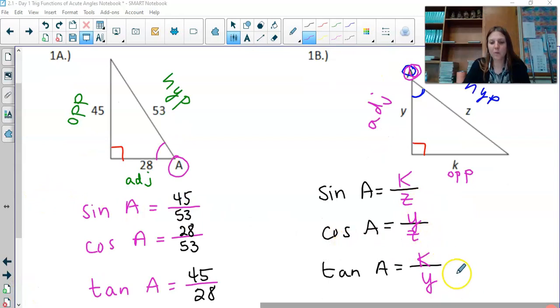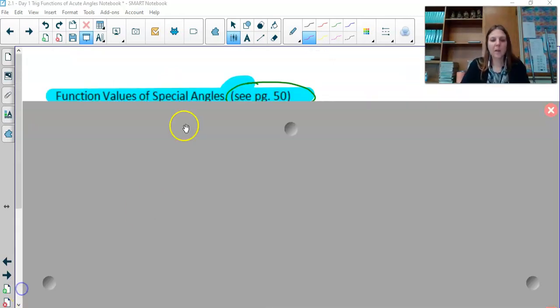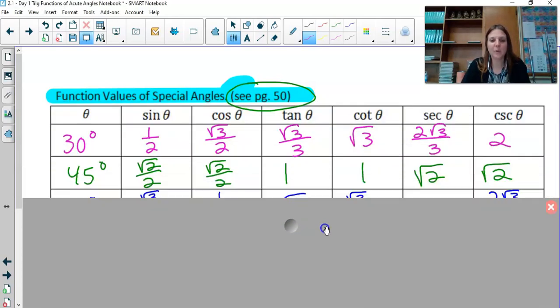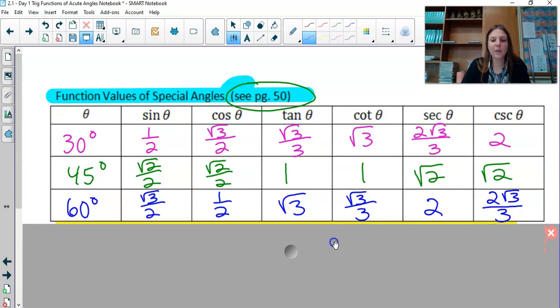And your other two are listed below. How did you do? If you made any mistakes, go ahead and fix them, and we'll move on to the next example. So the next thing that we're going to be looking at are special angles of some special right triangles. This is on page 50 in your book, and you can take a look at it there, or you can copy down the same chart right here into your notes.